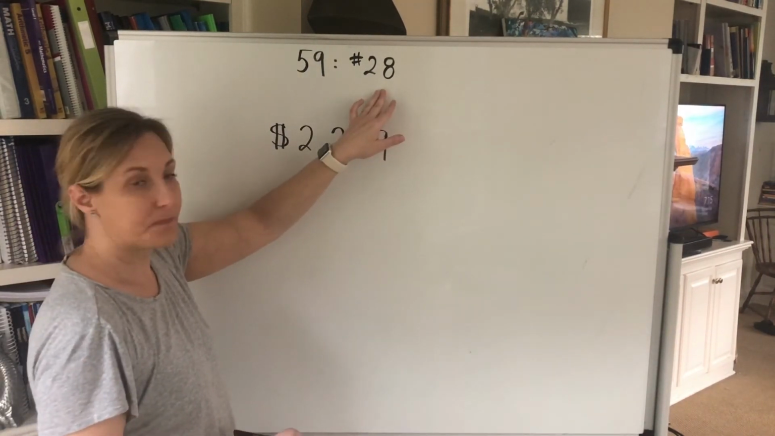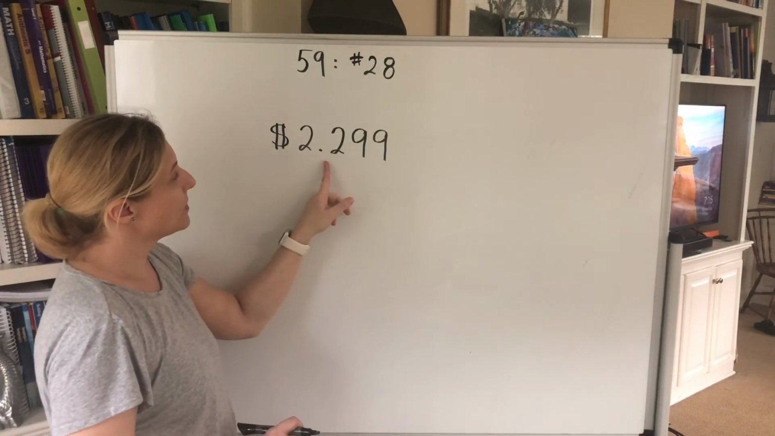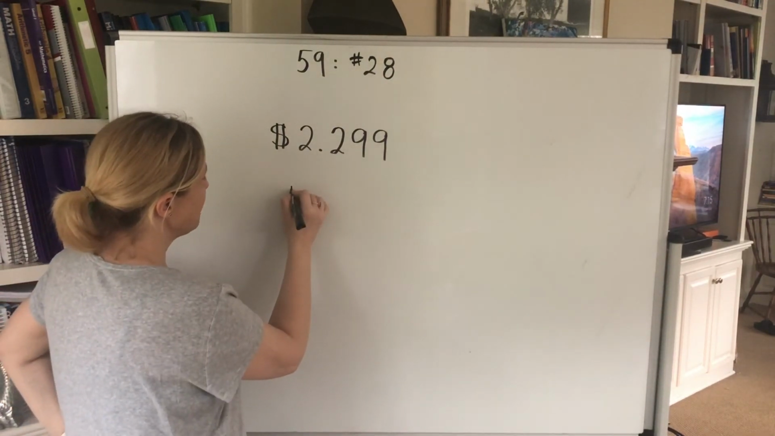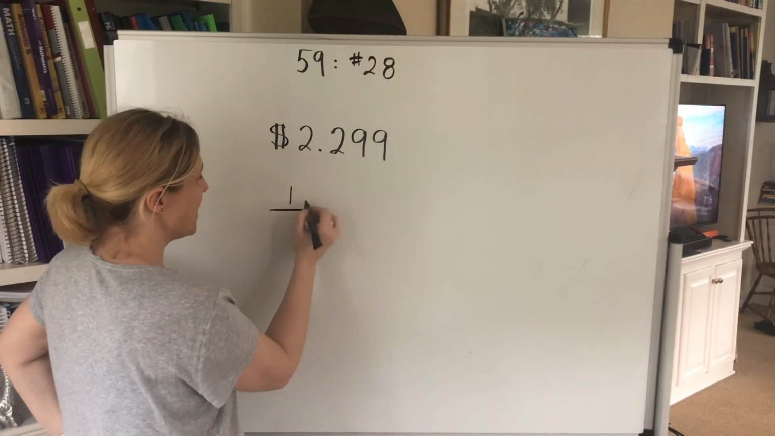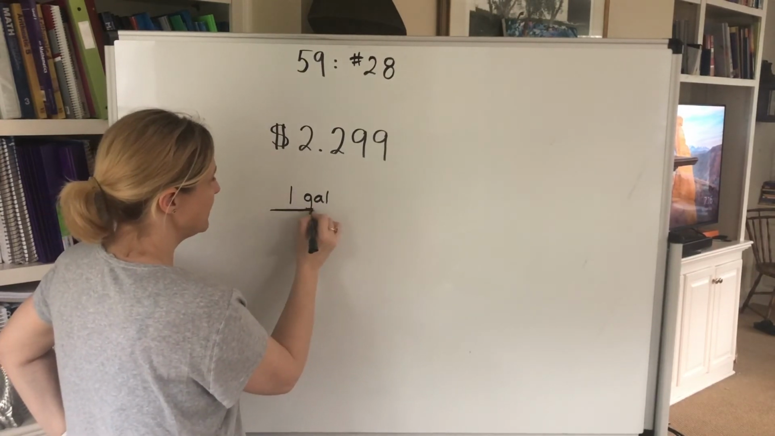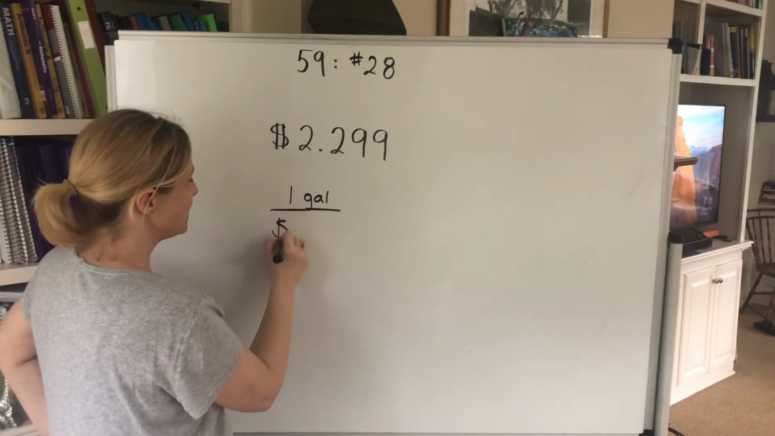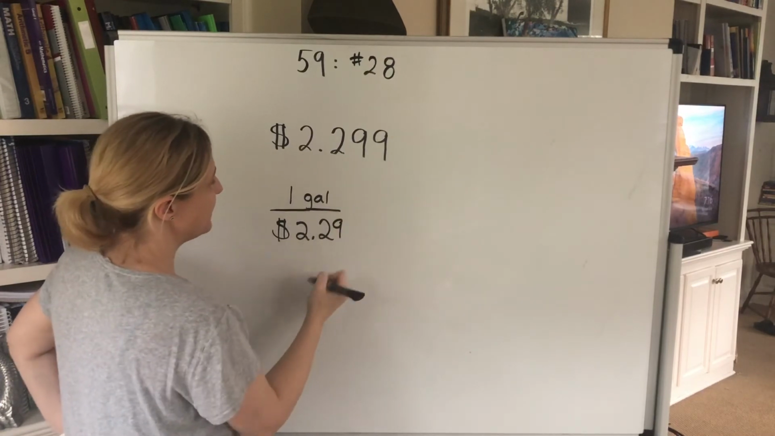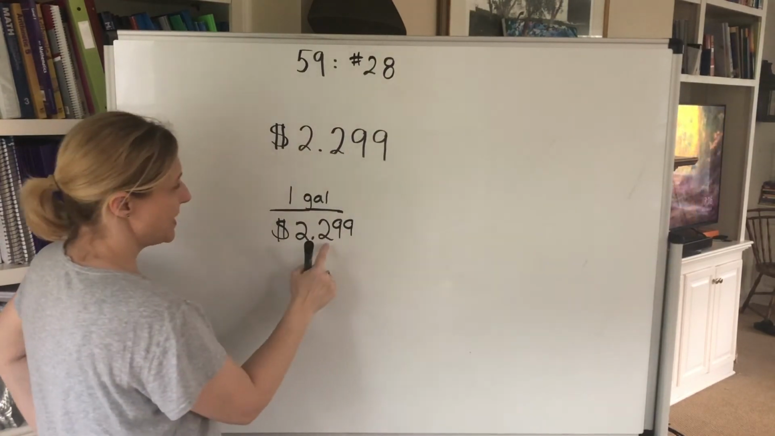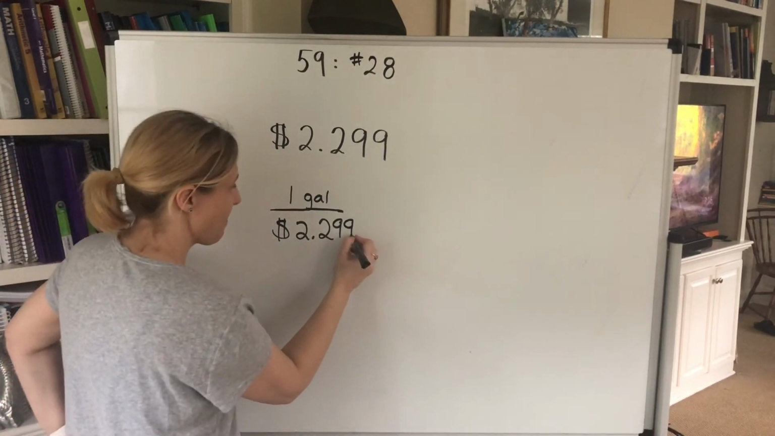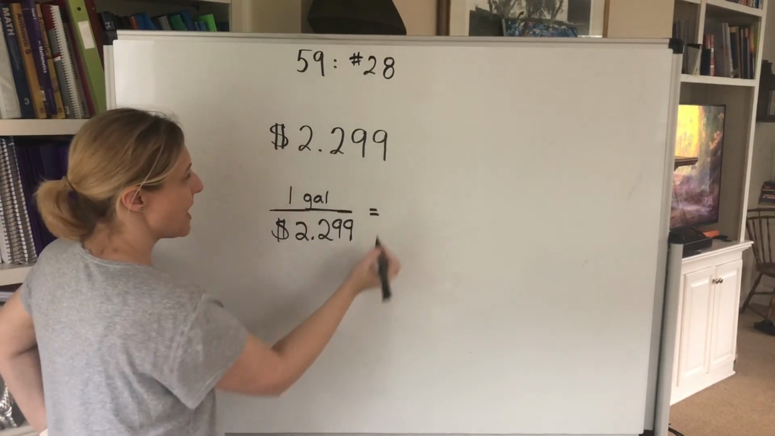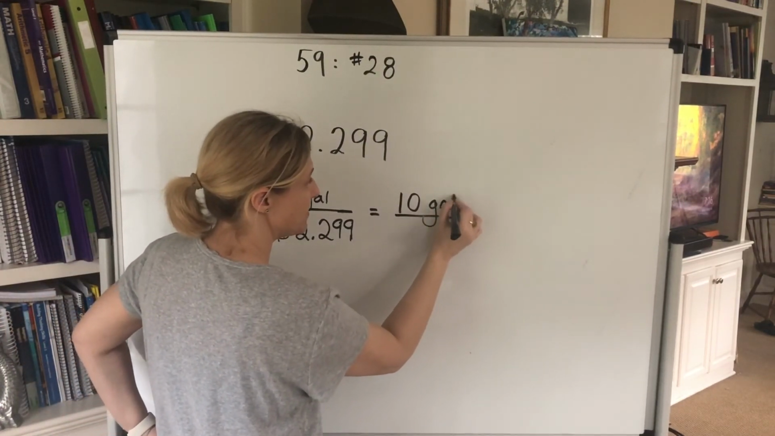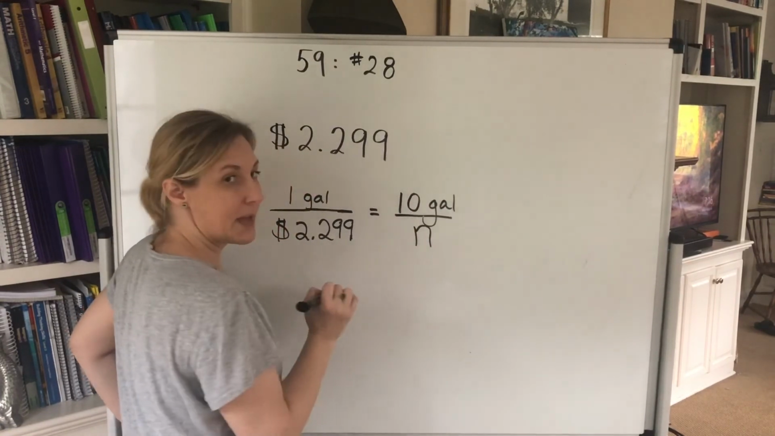Number 28. We have $2.299 a gallon. So we have 1 gallon of gas that is costing $2.299. So 10 gallons, that's the information they give you. So 10 gallons cost how much money?